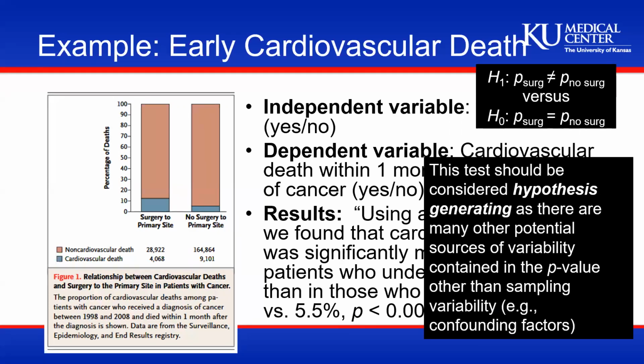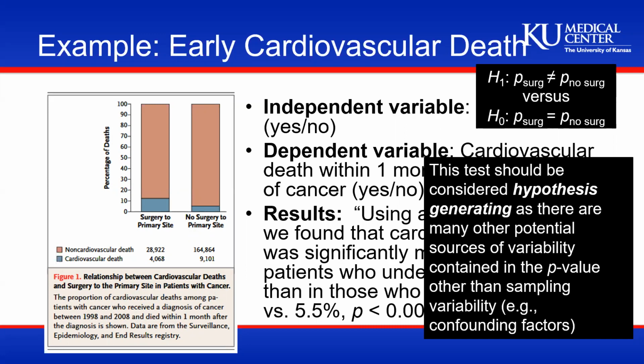So again, this particular test should be considered hypothesis generating, as there are many other potential sources of variability contained in the p-value other than sampling variability. And all those things that we just discussed are called confounders. They could unfortunately be associated with whether or not a physician decides to actually intervene surgically on a patient. Maybe the patient's already really sick, and so they decide not to intervene with surgery. Or maybe their cancer is at a more advanced stage, so they decide to try to do surgery because that's the only thing that might work.